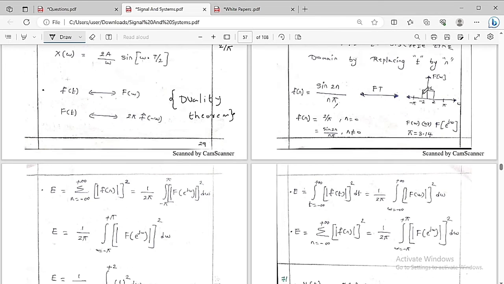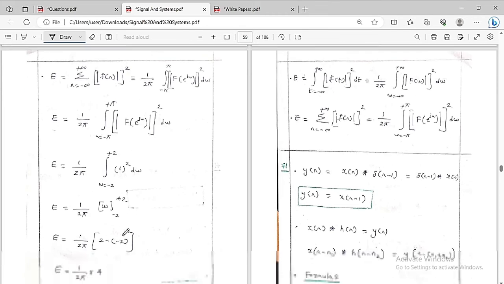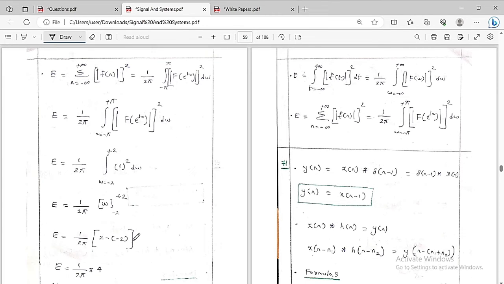And in that case, what is the magnitude value? It is nothing but 1. So 1 square into d omega. 1 square is nothing but 1. So the integration of d omega is nothing but omega. Substitute the limits minus 2 to plus 2. So upper limit minus lower limit is 2 minus of minus 2.